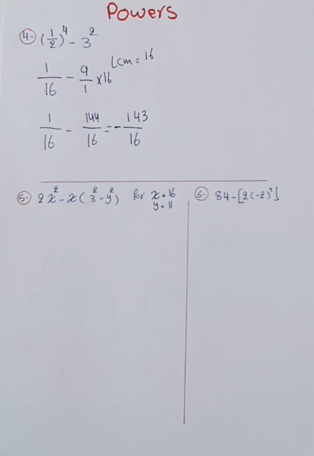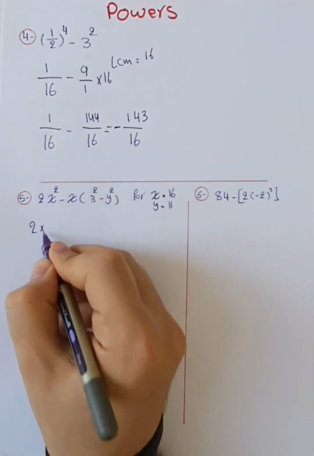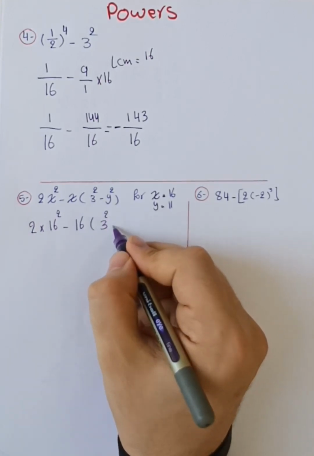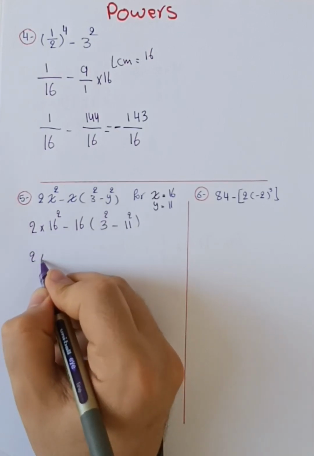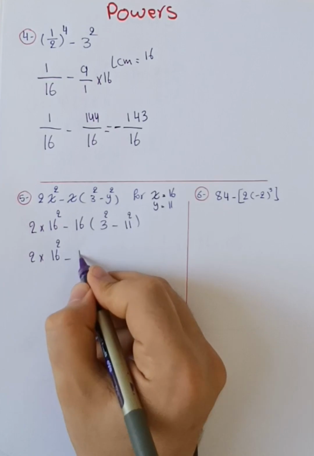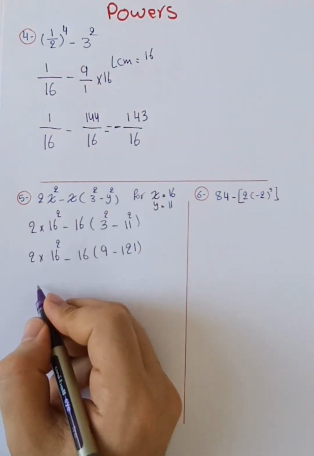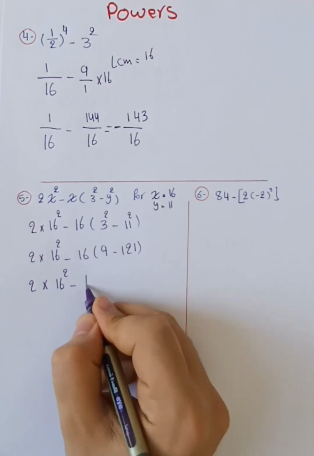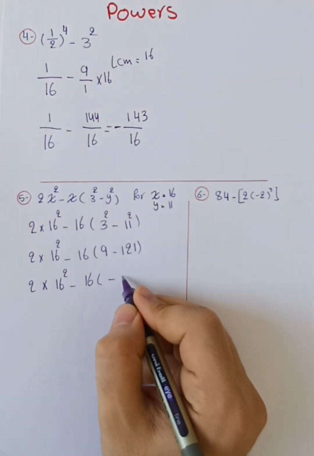Example number 5, we have 2x squared minus x multiplied by 3 squared minus y squared, and x is 16, y is 11. So we have 2 times x is 16 squared minus 16 multiplied by 3 squared minus y squared, y is 11 squared. First you have to solve the operation inside the bracket, so we have 2 times 16 squared minus 16, 3 times 3 is 9, 11 times 11 is 121. After that you have to solve the operation inside the parentheses first, so you have to write 2 multiplied by 16 squared minus 16, and then 9 minus 121 equal to negative 112.